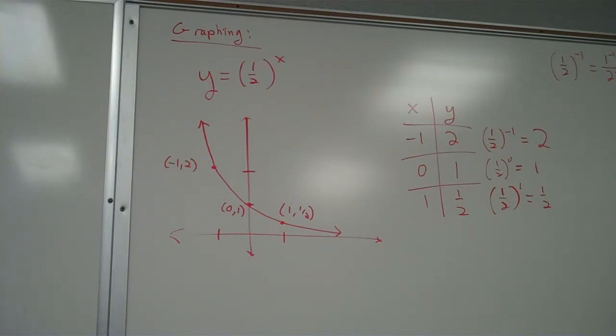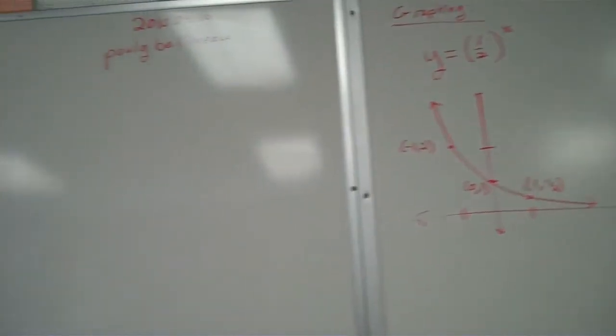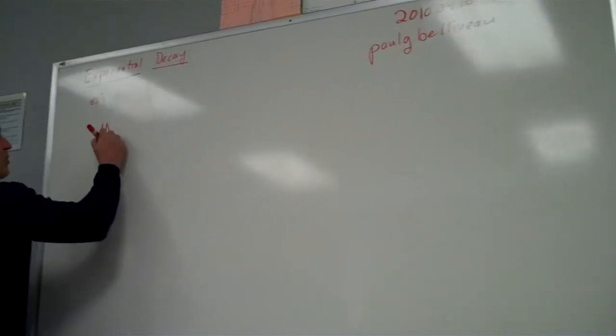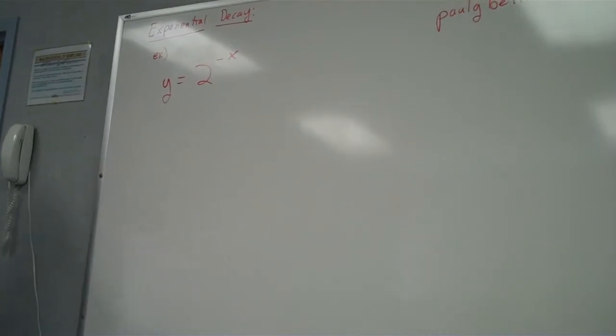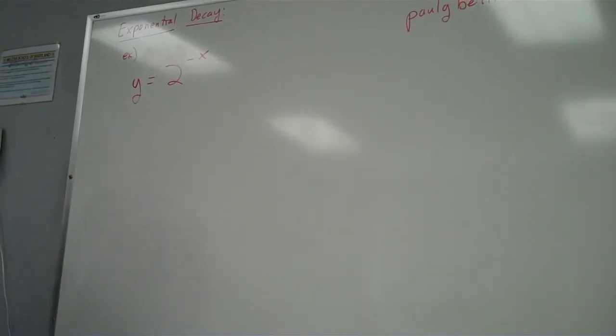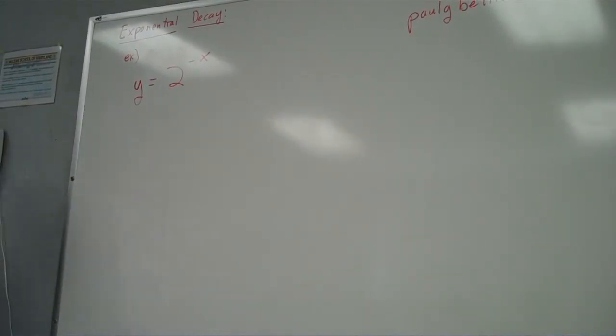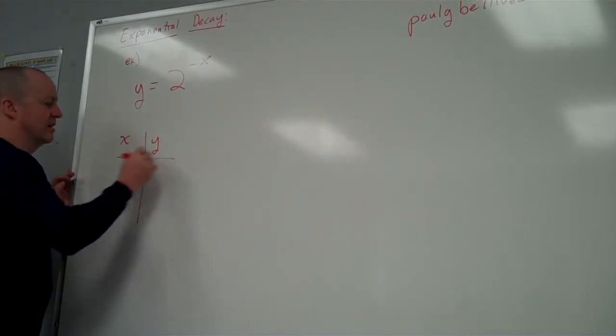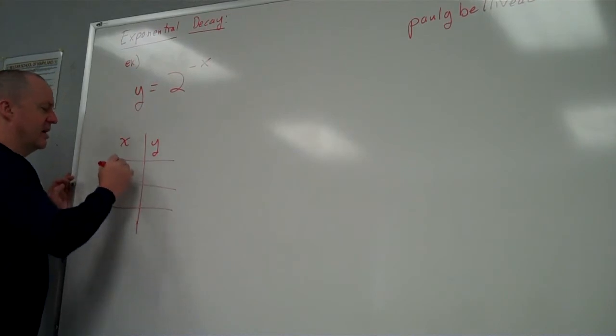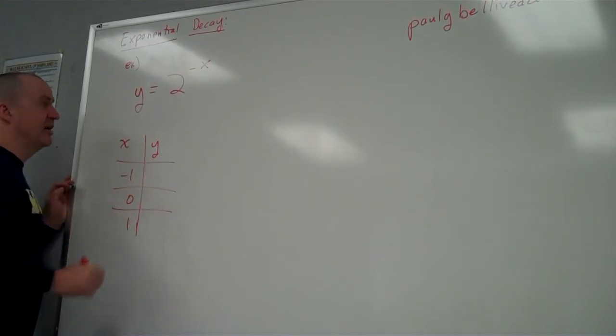Okay, so now you have to take the parent function and add the... Yes, but we're not going to worry about that too much. We're going in a different direction now. Y equals 2 to the negative x. And the same 3 points. Yeah, let's start by plugging those in. Negative 1, 0, 1.